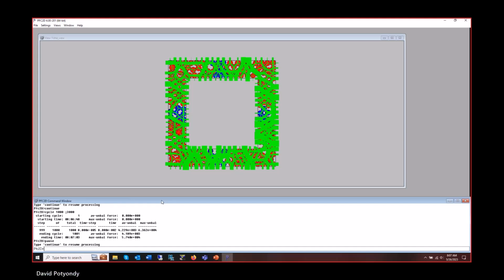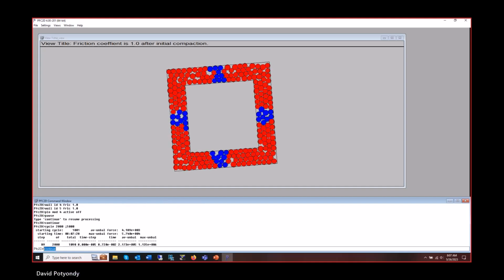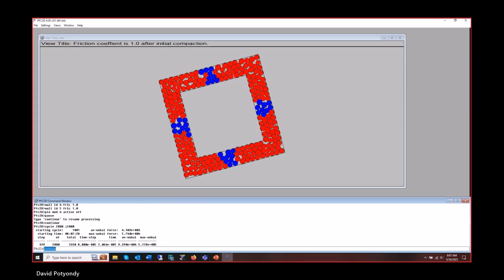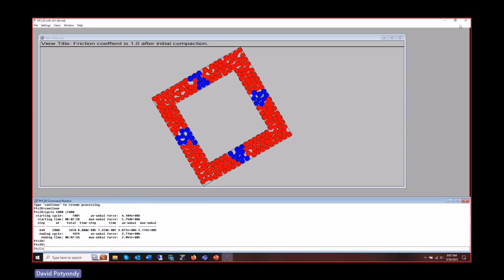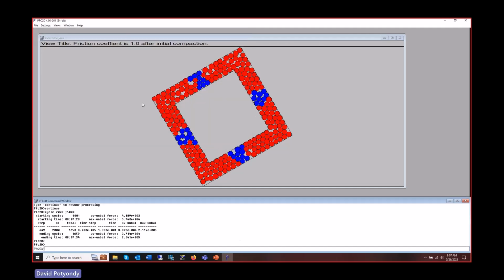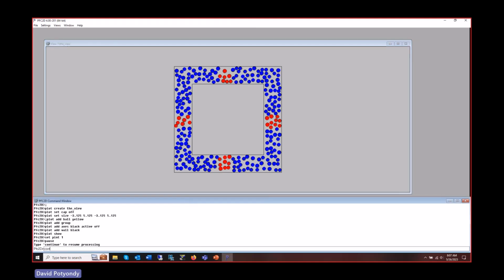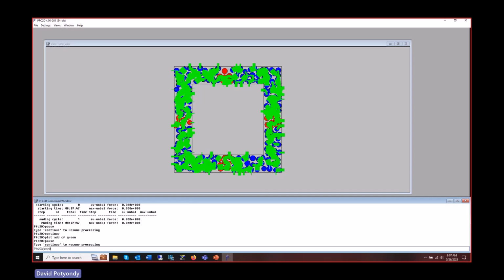Now, spin this baby. See what happens. Well, first get rid of the force chains. Now spin it. Oh. Wait, I did the wrong one. Friction zero. Oh, this is no fun. I'm sorry, I'm too excited. I ran the wrong one. Hold on. Zero friction. You can watch it pack again.